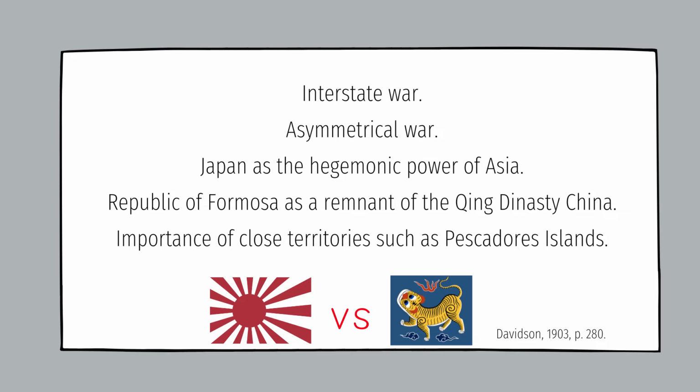In fact, the forces at that time were quite uneven, since in the case of Japan we have the hegemonic power of Asia, probably the country with the largest military force in the region, and probably one of the countries in the world with the largest military force overall. On the other hand, the case of the Republic of Formosa is quite different since we have a newly formed country with insurgent guerrillas and remnants of the Chinese army from the Qing dynasty who defected and stayed behind to defend Taiwan.